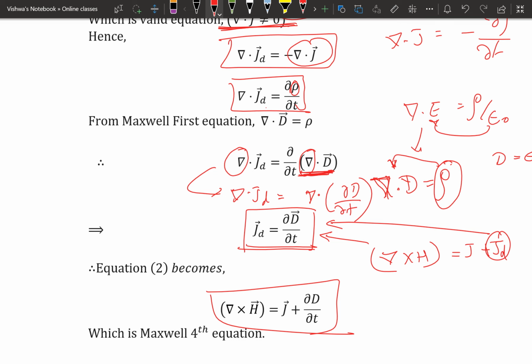In the next class we are going to discuss the integral forms of Maxwell's equations and their significance.